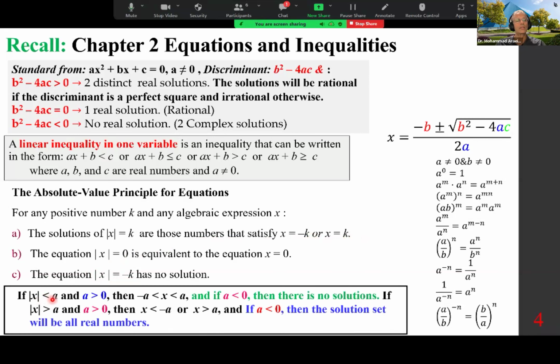If the absolute value of x is less than a, and a is positive, then x is sandwiched between negative and positive a. And if a is negative, less than 0, there is no solution. If the absolute value of x is larger than a, and a is larger than 0, then x is either less than minus a or larger than a. And if a is negative, then the solution set will be all real numbers.